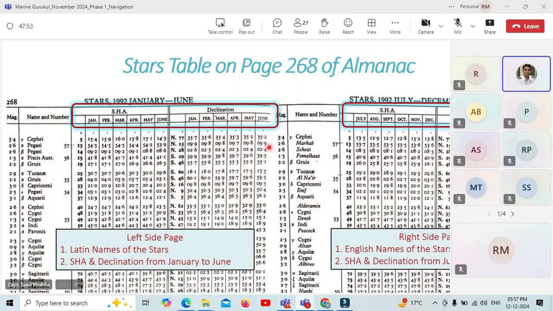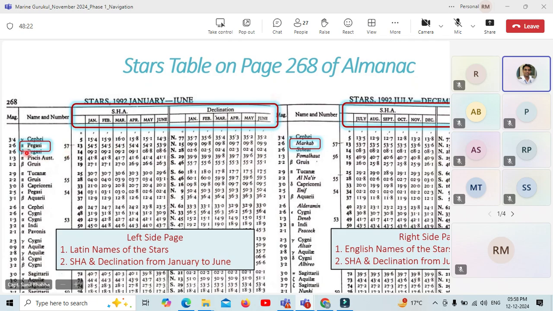To give you an example, pay your attention to the number 2 star on our list. On the left hand side page you see the number 2 star is Alpha Pegasi, whereas if you go to the right hand side page of the table, the same star is mentioned as Markab.